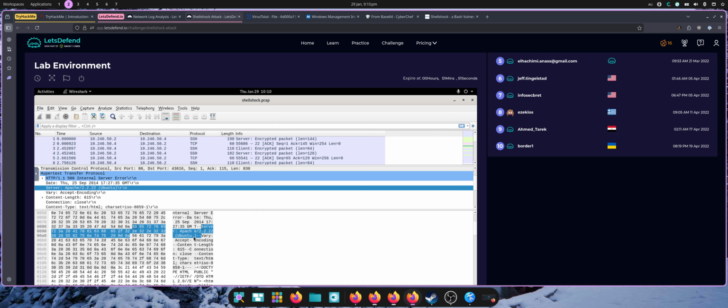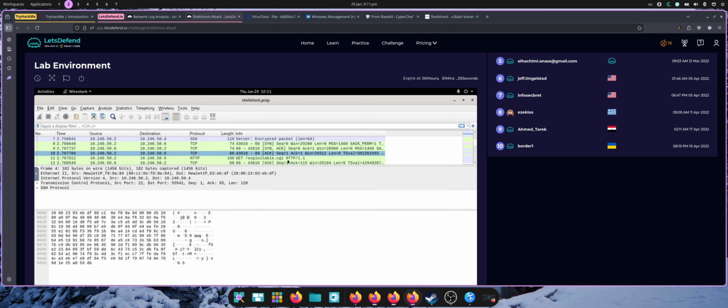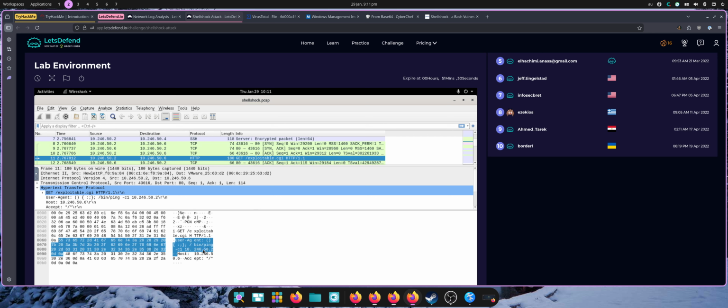And the second question is, what is the application server and version running on the target system? So that's Apache 2.2.22. And what is the exact command that the attacker wants to run on the target system? So we saw that already in the command here. He's changed his user agent data to try and input /bin/ping -c1 10.246.50.2.